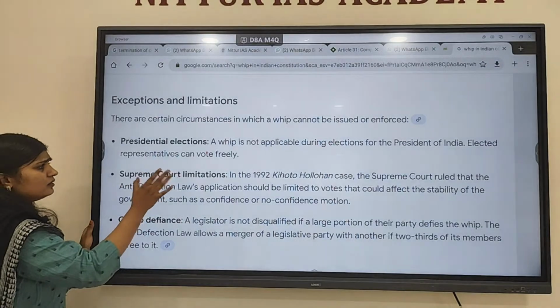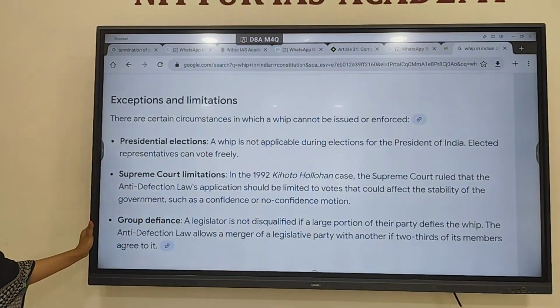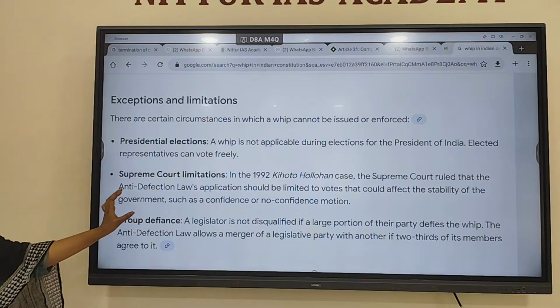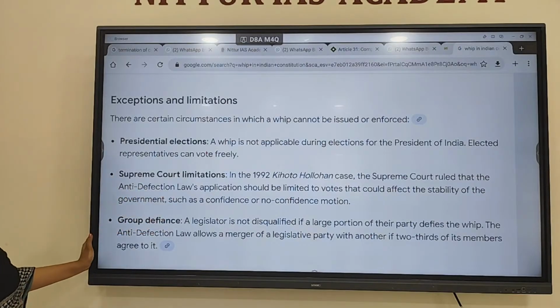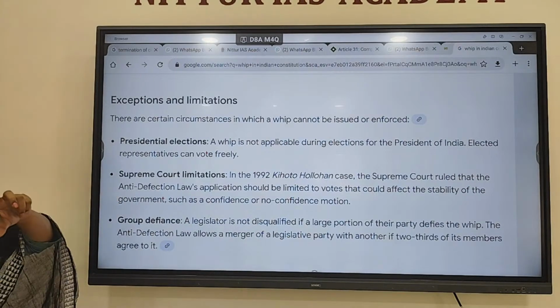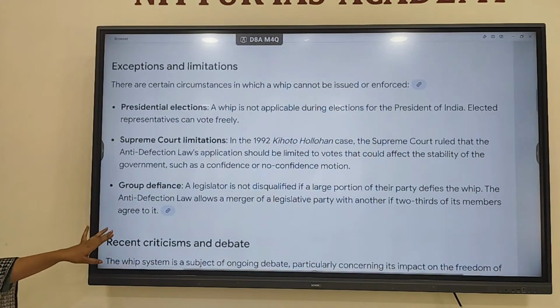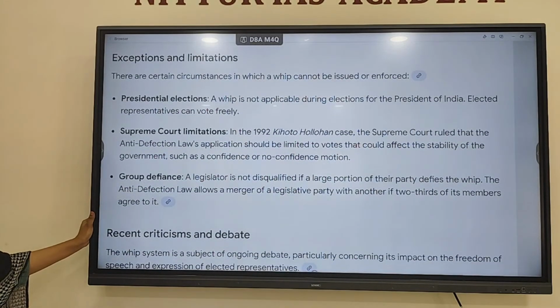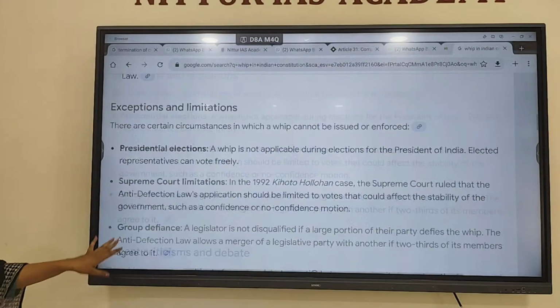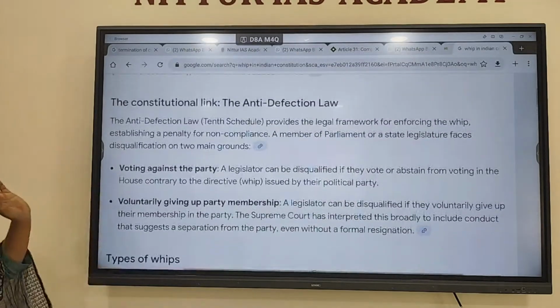Next comes the Supreme Court limitations. The Supreme Court ruled that the anti-defection law application should be limited to votes. It should not affect the stability of government, such as confidence and no confidence motions. It is not applicable in confidence and no confidence motions, so it has its limitations. Now have you got my point regarding the whip?